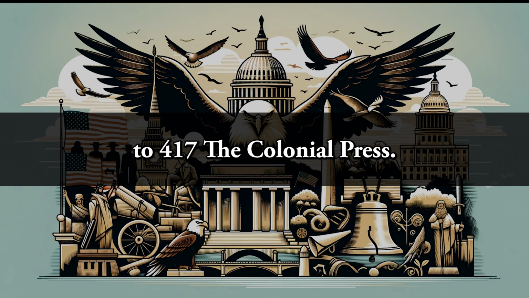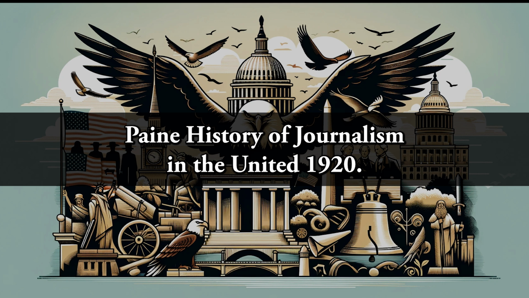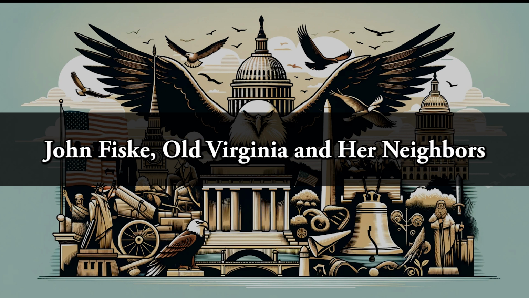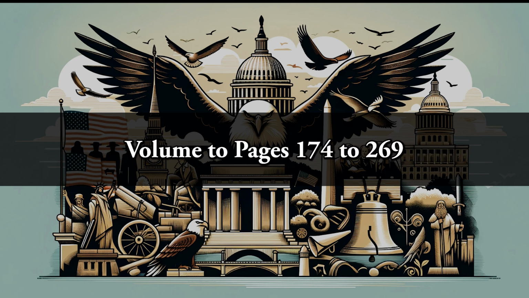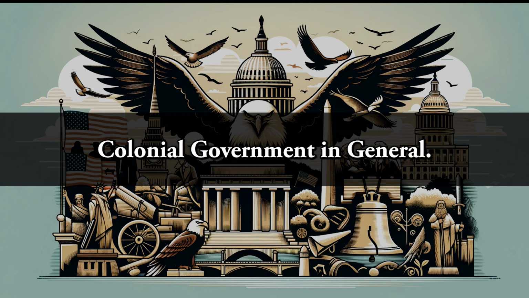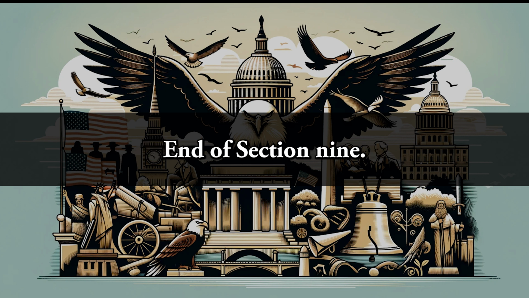The Colonial Press. Special reference, G. H. Payne, History of Journalism in the United States, 1920. Colonial Life in General. John Fiske, Old Virginia and Her Neighbors, Volume 2, pages 174 to 269. Elson, History of the United States, pages 197 to 210. Colonial Government in General. Elson, pages 210 to 216. End of section 9.